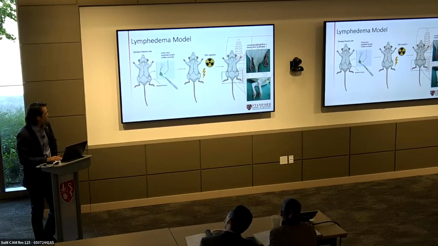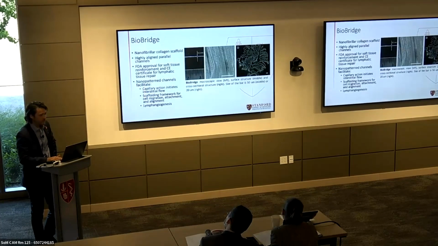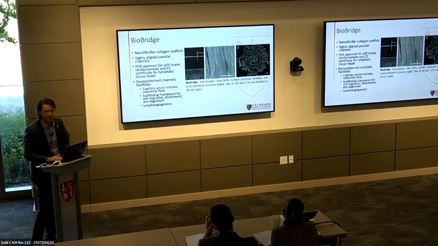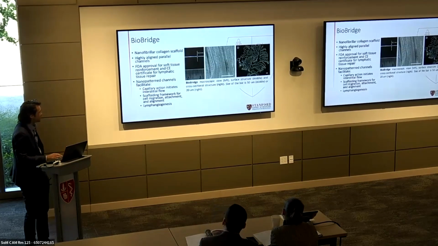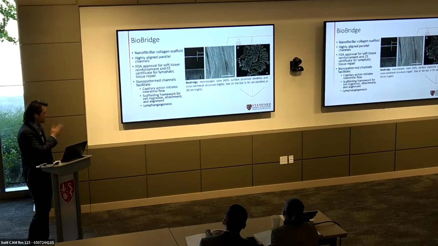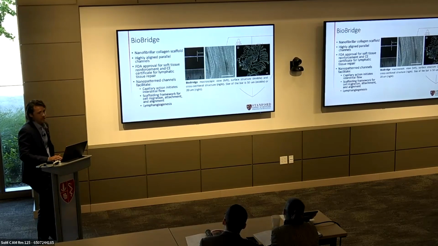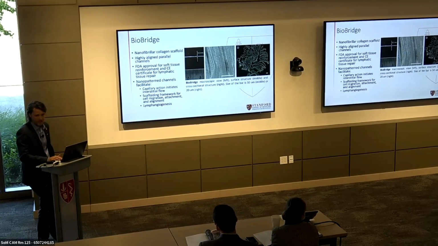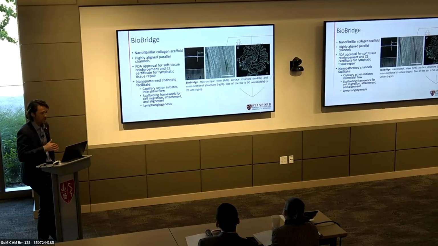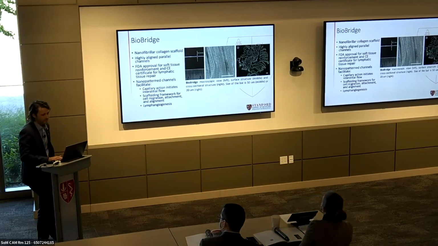This model was very useful in developing a novel technology called BioBridge, which is a nanofibrillar collagen scaffold, which you can see on electron microscopy consists of these highly aligned collagen fibrils. The ultimate structure creates these nanopattern channels that work to help treat lymphedema, initially through capillary action to initiate the interstitial flow of the lymph fluid, but also serving as a scaffold for the cell migration, attachment, and alignment, and thus it does support lymphangiogenesis.